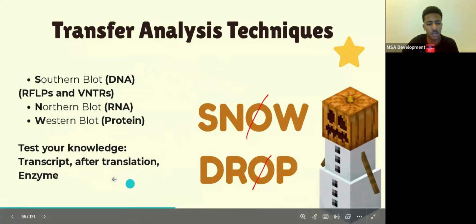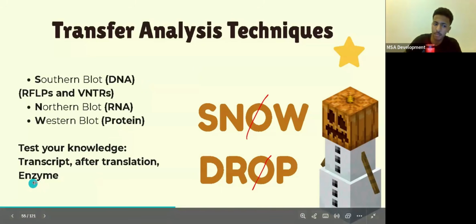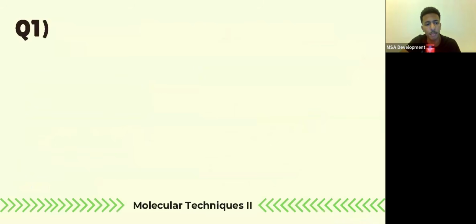What if they say after translation? After translation, you have a protein. So the answer is going to be Western blot. And what if they say an enzyme? The answer is going to be Western blot again, because enzymes are proteins.